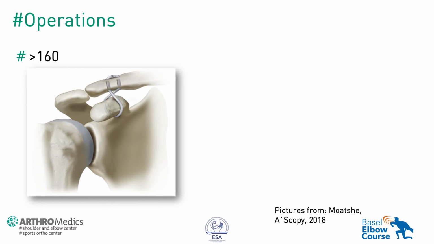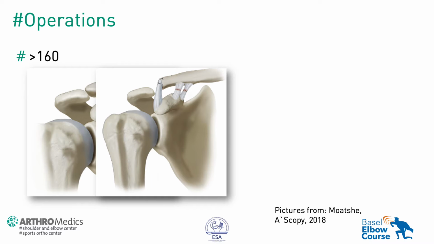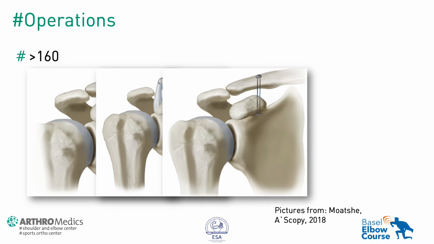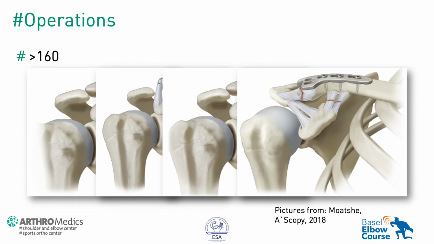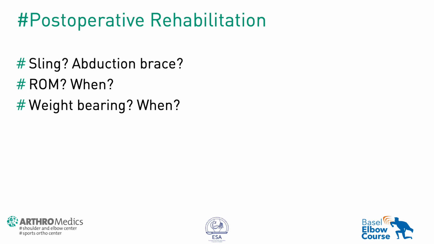And there are over 160 operations for treating AC joint dislocations. So we have a tendon or a suture wrapped around the coracoid, or we have Weaver-Dunn, we have arthroscopic or open double button techniques, or dog bone button techniques, or however you would like to name them. And then we have the well-known hook plate.